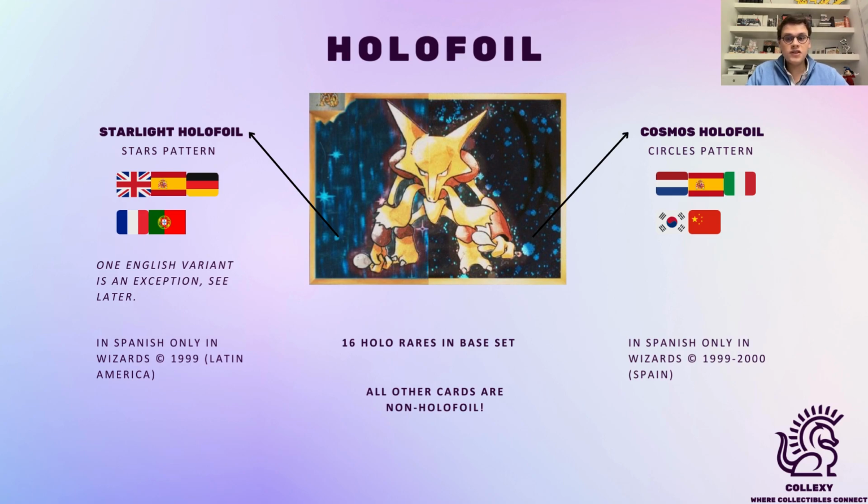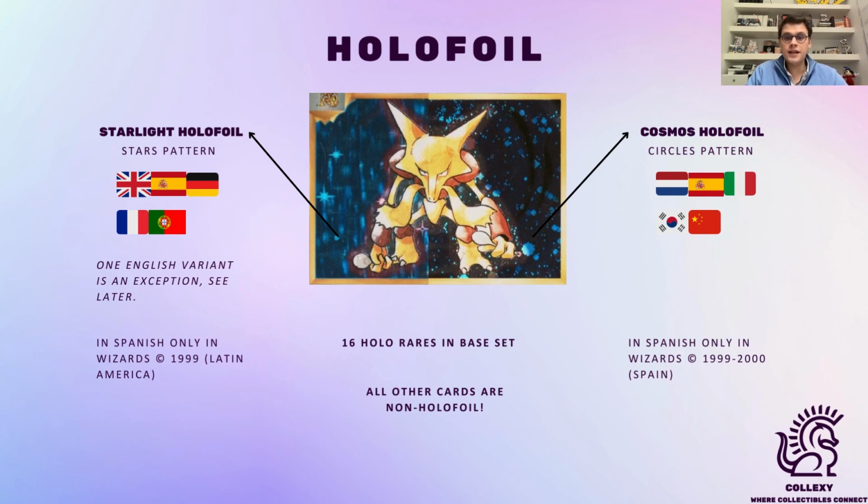So on the left-hand side, you have the Starlight holofoil, which is basically a stars pattern in the holofoil. These cards were distributed in English, Spanish, German, French, and Portuguese. There is one English variant and only one of the masters, which is the Machamp card, that is printed in the Cosmos holofoil. We will come back to that later in the video. Secondly, it is important to note that for the Spanish cards, there's only a Starlight holofoil for the print with copyright of Wizards of the Coast of 1999, which is the Latin American print.